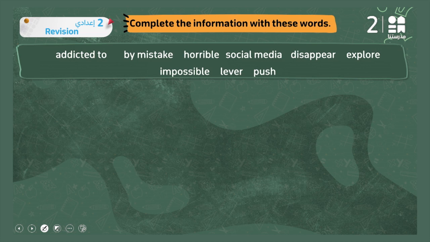And let's move to another slide. Again, let's remind ourselves of some of the vocab words we introduced in the previous units. Addicted to يعني مدمن حاجة معينة. And it's not necessary, as I told you before, to be addicted to drugs only. يعني الإدمان ده ما بيبقاش إدمان مخدرات بس.